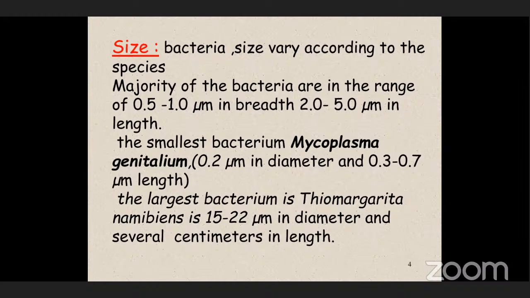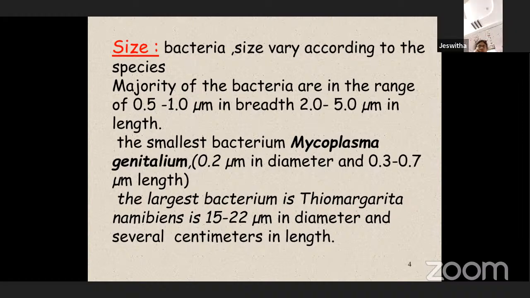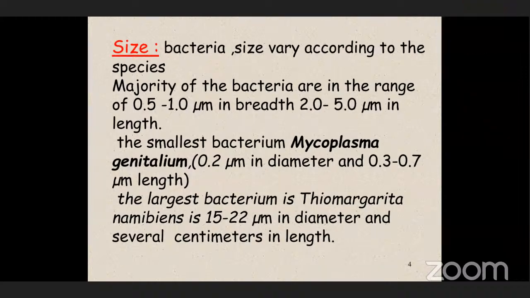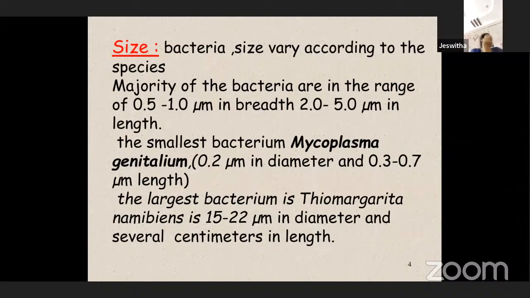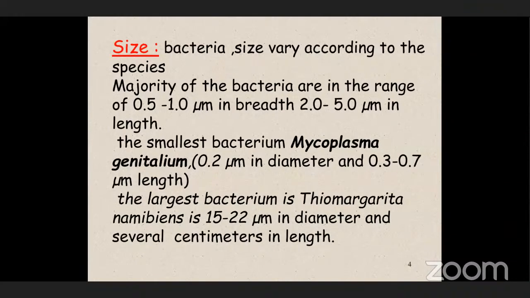Archaebacteria, eubacteria, and cyanobacteria. What is cyanobacteria? It is in algae. Yes, it is in algae. We will discuss that later. Let me finish. According to shape and size, the bacteria are divided into types. So my question to you: what is the most common bacteria that occurs in our intestine?